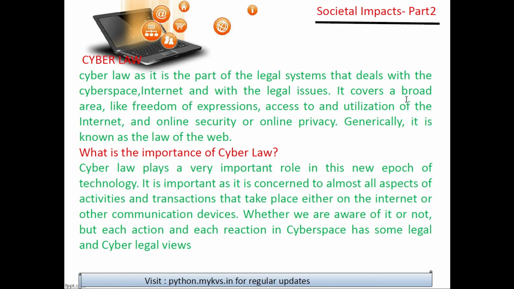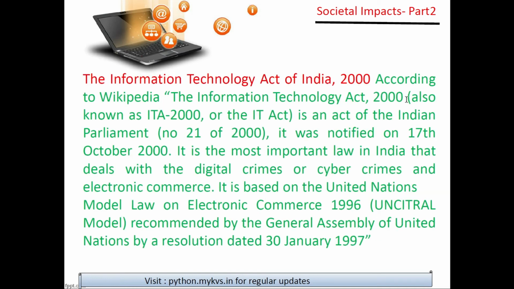So if anybody is committing a crime in the cyber world, they can be tracked. But nowadays the crackers are so strong that in some cases it remains unidentifiable who is actually committing the crime. So the Information Technology Act of India 2000 has been enacted. According to Wikipedia, it is an act of the Indian Parliament, number 21 of 2000. It was notified on 17th October 2000. It is the most important law in India that deals with digital crimes or cyber crimes, cyberbullying, and electronic commerce even.